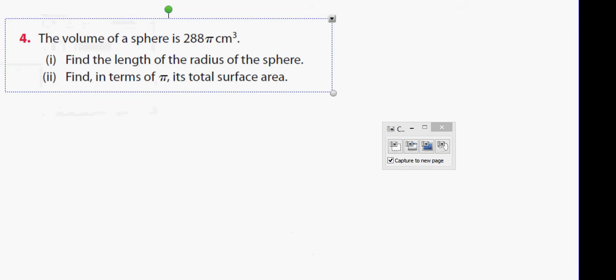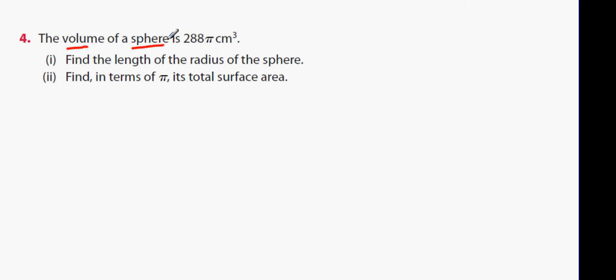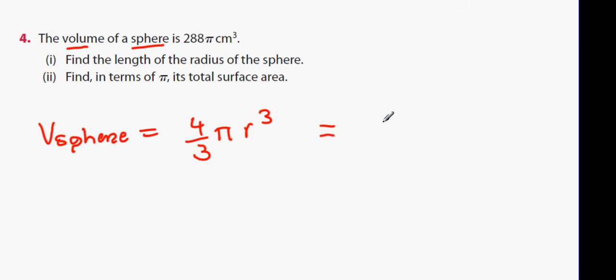Okay, the volume of a sphere is 288 pi centimeters cubed. Look up the volume of a sphere formula. It's 4 over 3 multiplied by pi multiplied by the radius cubed. This must equal 288 pi. On both sides, pi gets cancelled.